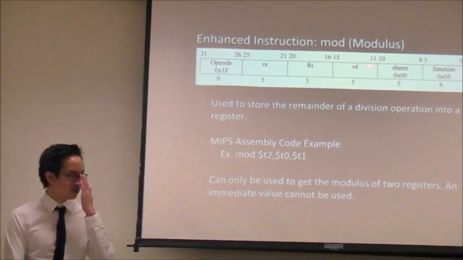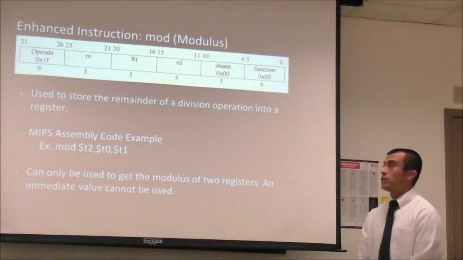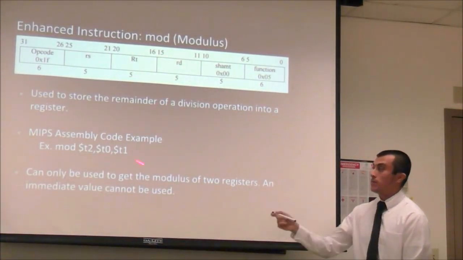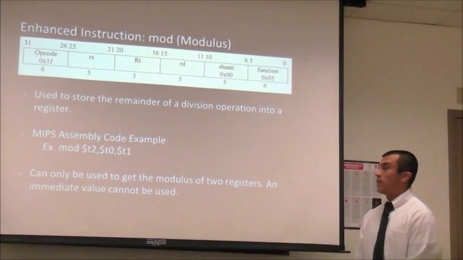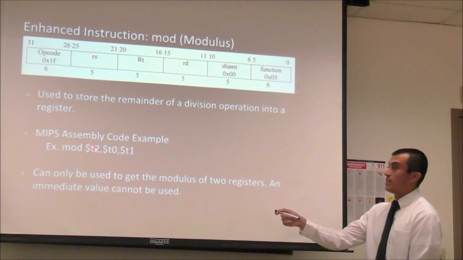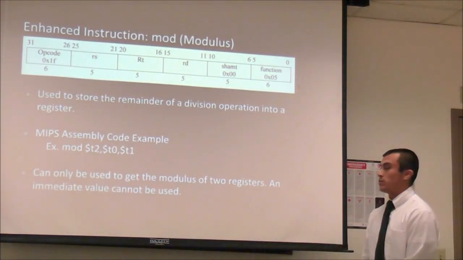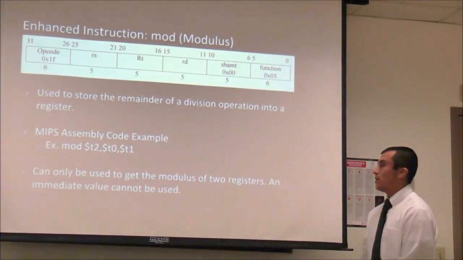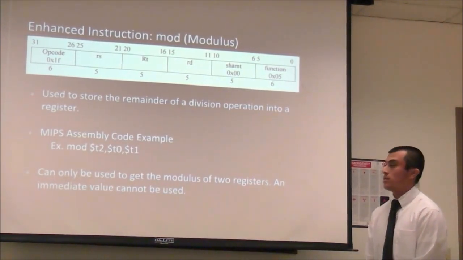So then we have the modulus instruction. The modulus instruction is used to store the remainder of a division operation into a register. In our MIPS assembly code, you can see that we're dividing T0 by T1, and the remainder of those two values would be stored into T2. We can only use modulus with 2 registers. We can't use 3 registers, we don't have that operation. And an immediate value can also not be used when doing modulus.